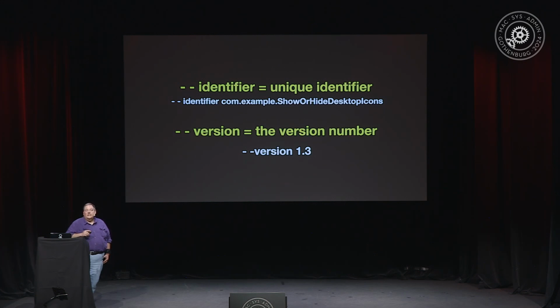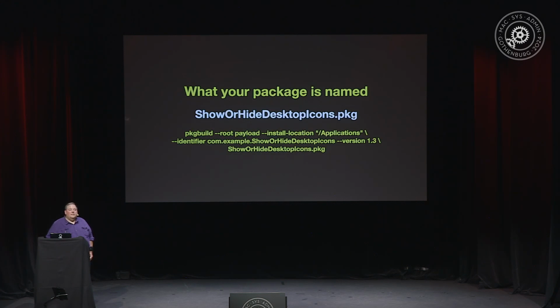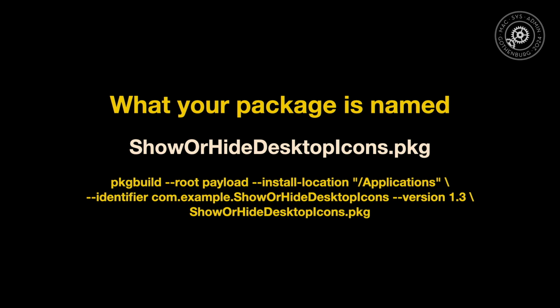Now we also need to set a version number for the installer. This is so that the installer app can tell what's a newer version of the installer package as opposed to older versions. So in this case, I'm choosing to use the same version number as the Show or Hide Desktop Icons app. Show or Hide Desktop Icons is 1.3, so I'm just going to set the package to match. Now the last part is naming the installer package, which doesn't have a specific pkgbuild option. It's just what's specified at the end of the command, which is up on the screen so you can see it in context. So let's see how the pkgbuild command works once this is all put together.